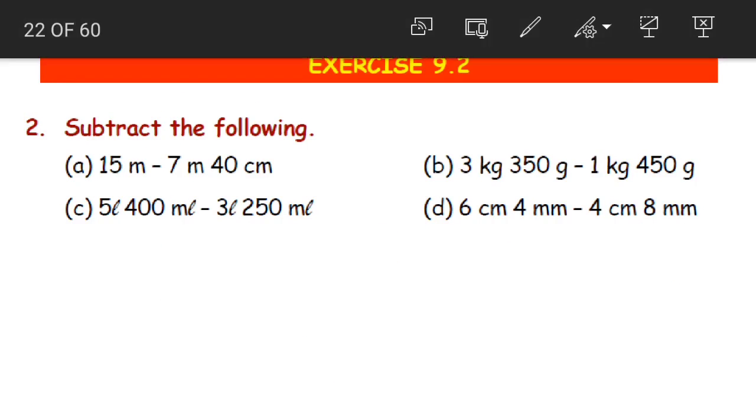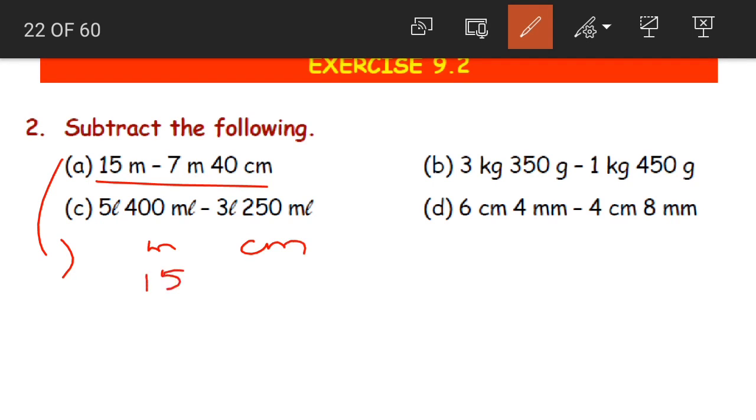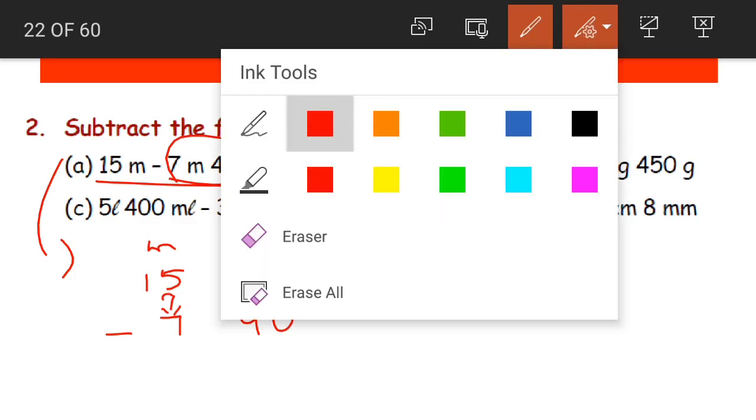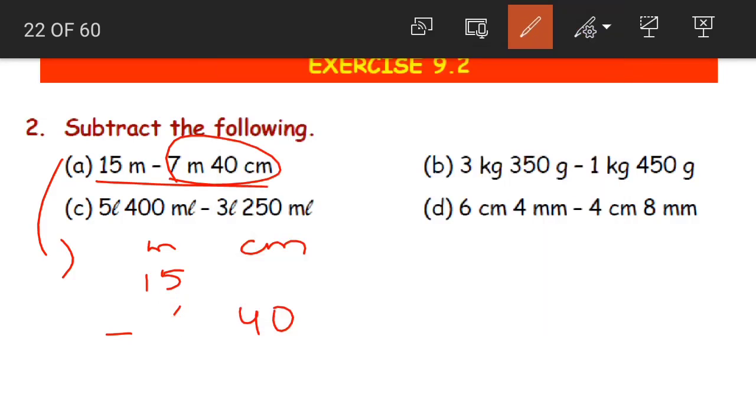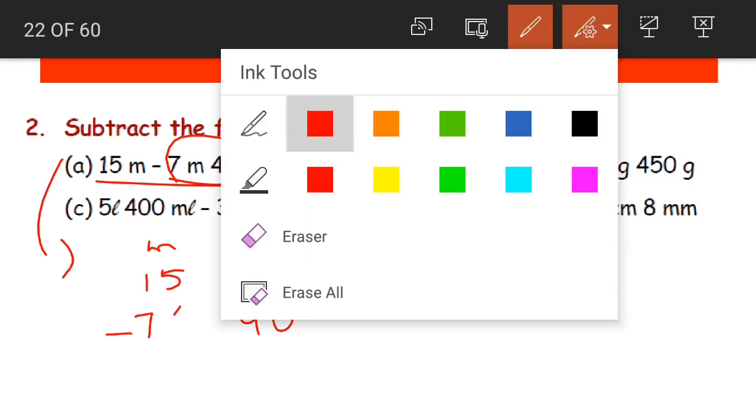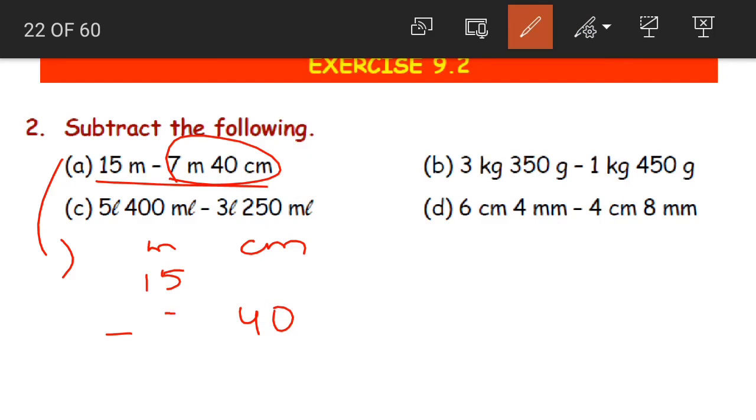Now next, subtract the following. First one, meters, centimeters, 15 meters minus 7 meters 40 centimeters. Here while writing 7, make sure that you are writing in the ones column. If you write 7 like this below 1, then your answer will become wrong children. You have to make sure that the place values of the digits are correct. Now here in the upper term we have nothing in centimeters, so we'll write zeros. So now when we subtract, we'll get our answer.